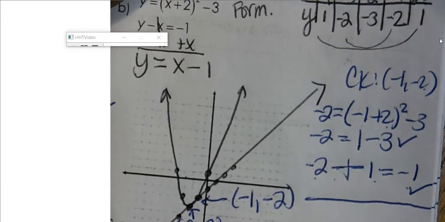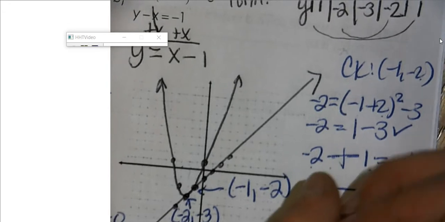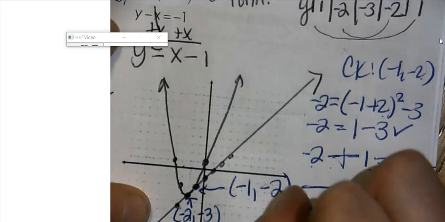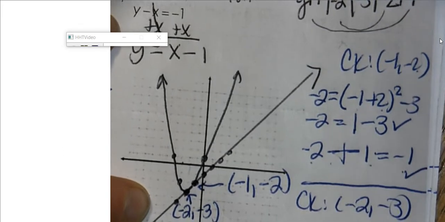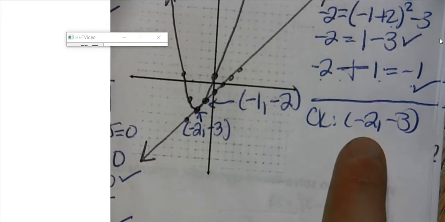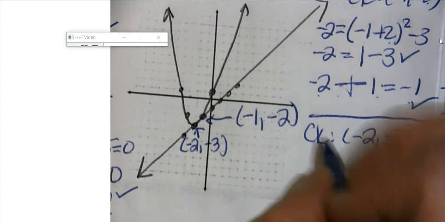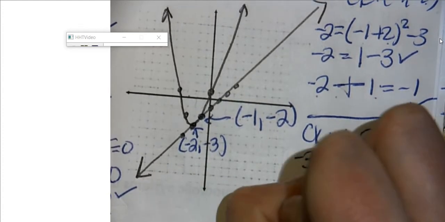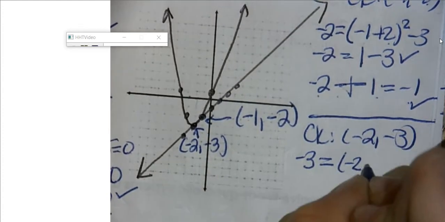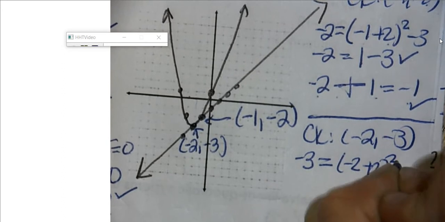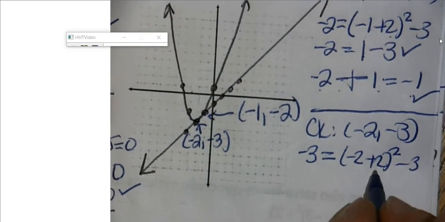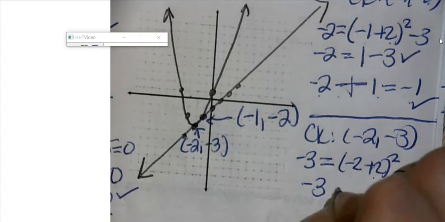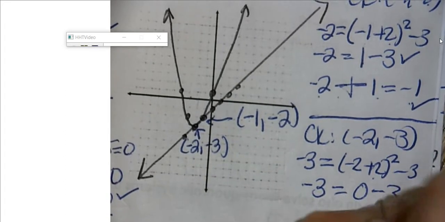So now I need to check (-2, -3). I'm going to plug -2 into my original function. So I have -3 equals (-2 + 2) squared minus 3. So -2 plus 2 is 0. 0 squared is 0. So -3 does indeed equal 0 minus 3. That is true.